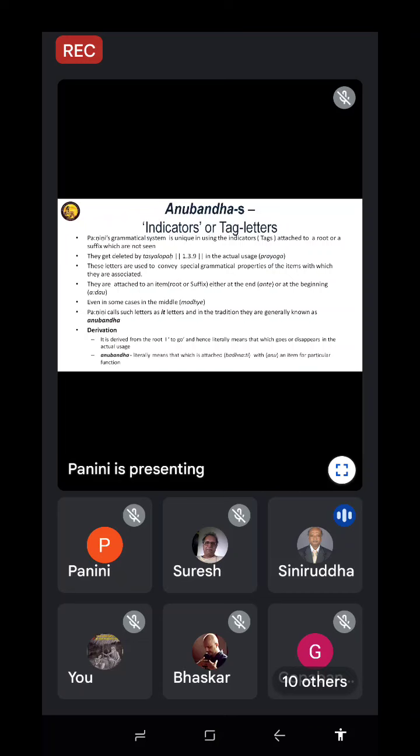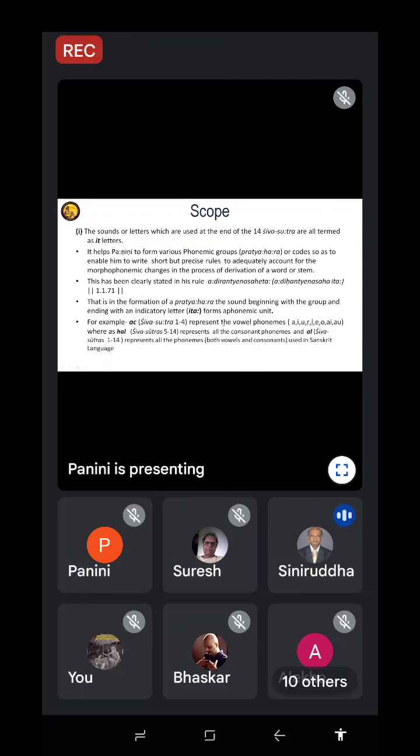Anubandha literally means that which is attached. Anubandhanati. That is why the English word is tagging. Anubandhanati, with anu as an upasarga, an item for a particular function. So what are these functions? Let us see next. What is the scope of anubandha?